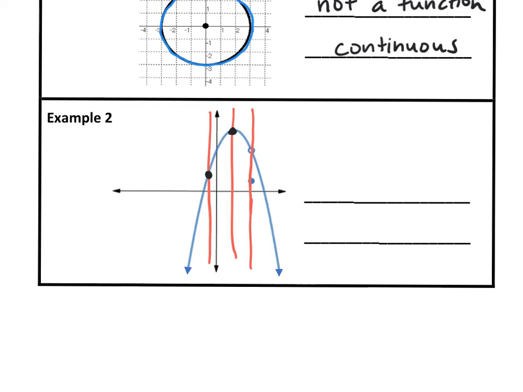Well, what happens if I draw a vertical line right where the hole is? Well, this vertical line doesn't touch the graph here, but it does touch that point right there. So when does the vertical line and the graph touch? Right here. I'll color it in black. So far, the graph has touched the vertical line here, here, and here. Okay. So far, it's a function.